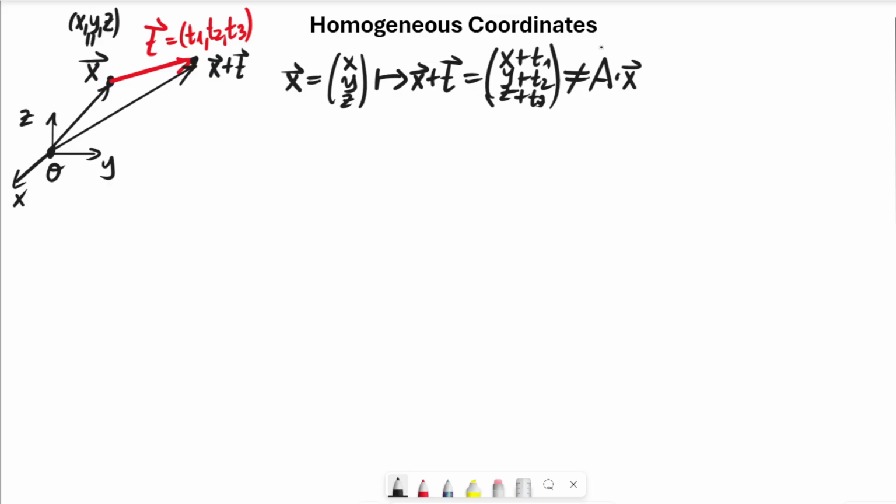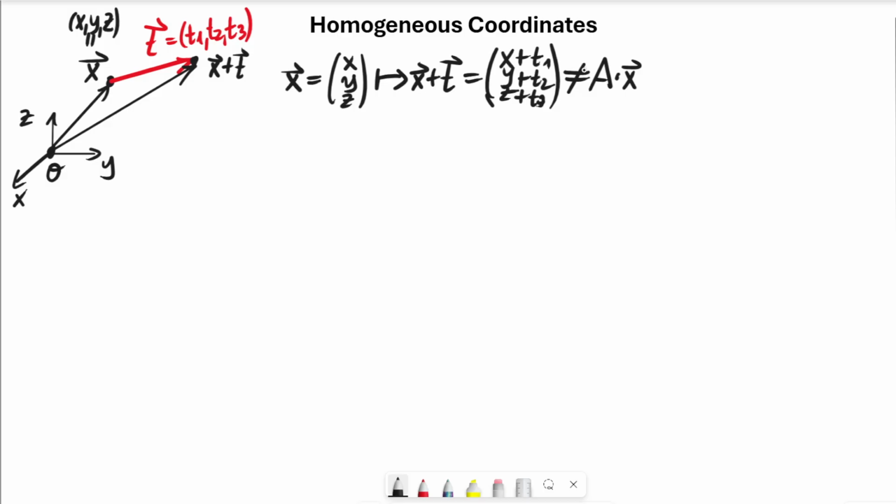Why? Because the translation here does not preserve the origin. If you would plug in here the origin 0, 0, 0, it should map also to 0, 0, 0. And here this is not the case. It's not possible.